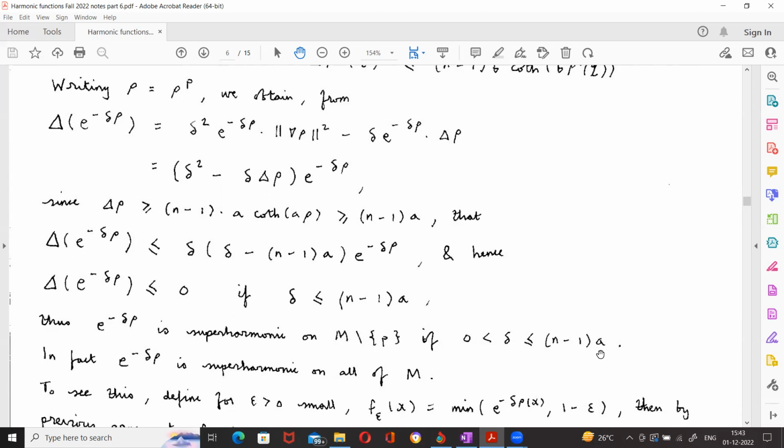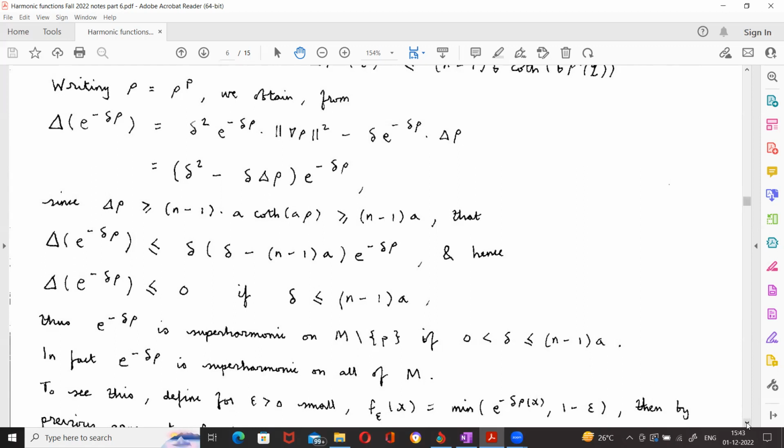Yes. So if this e to the minus delta rho is continuous on all of M, then it's easy to show that if you have a function which is continuous on the whole manifold and superharmonic outside a point, then it is superharmonic on the whole manifold.